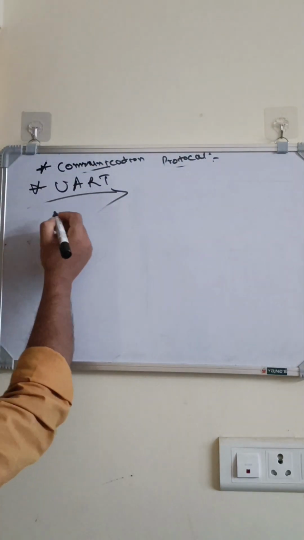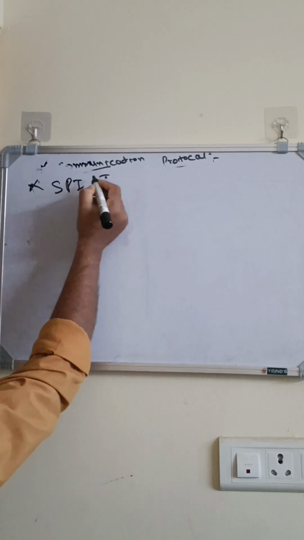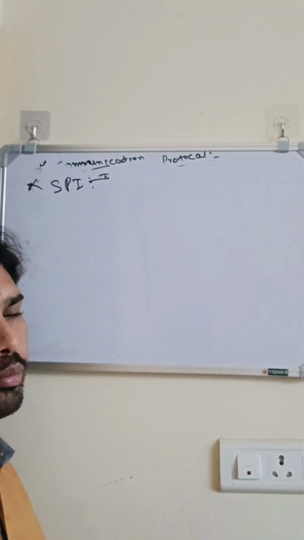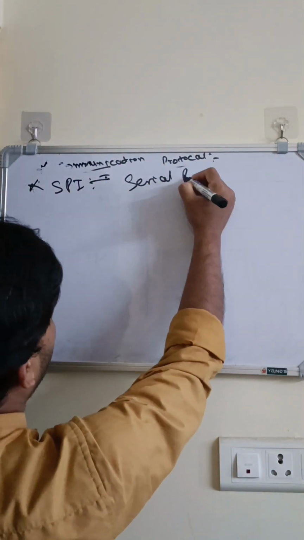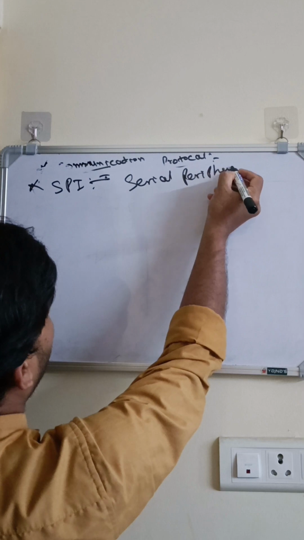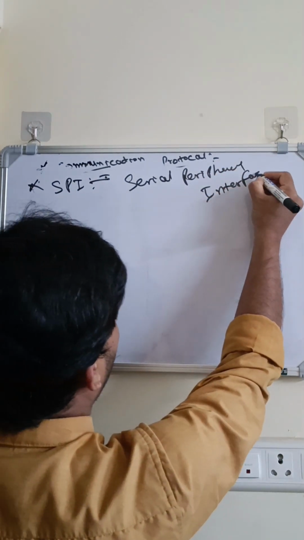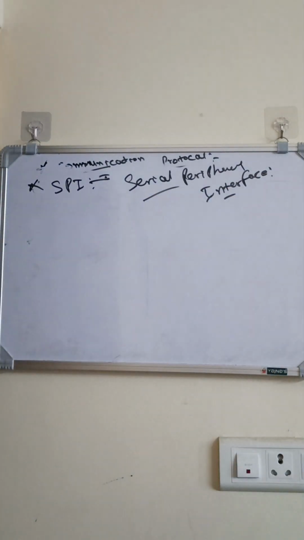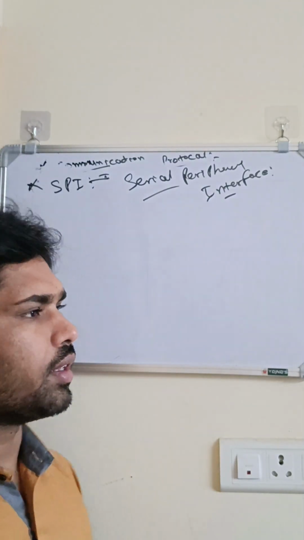Now coming to the SPI. So basically SPI is also one type of communication protocol. It stands for Serial Peripheral Interface. It's also a 4-wire communication we can say.